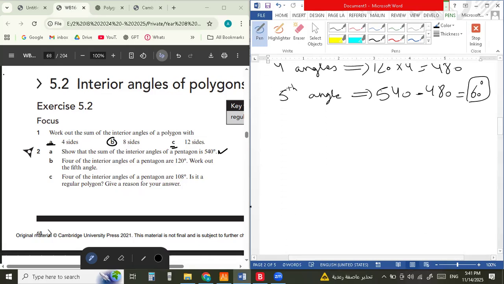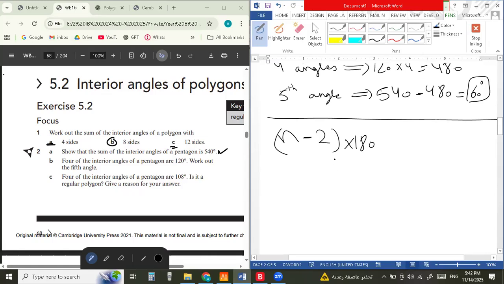Let's continue. Question C: 4 of the interior angles of the pentagon are 108 degrees. Is it a regular polygon? So here also they mean 4 of the interior angles of a pentagon are 108 each. So let's see, the interior angle of a regular polygon is what? We learned that the size of the interior angle of a regular polygon is found through the rule n minus 2, you multiply by 180.